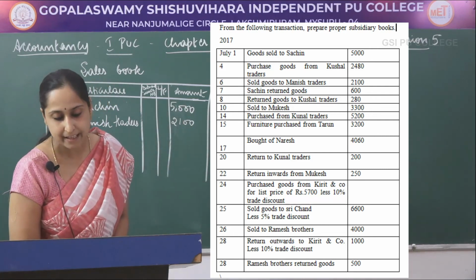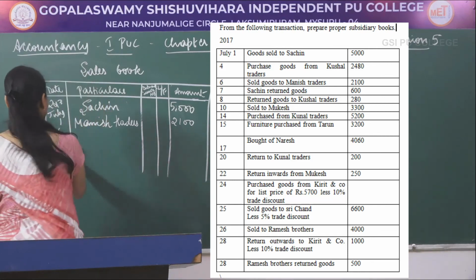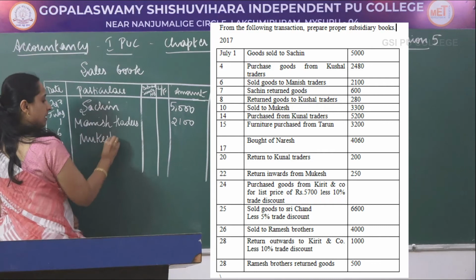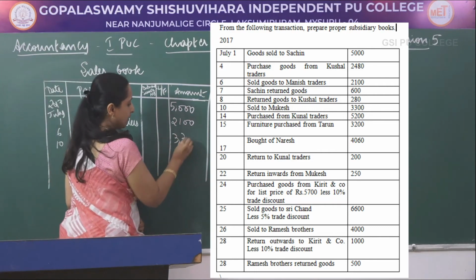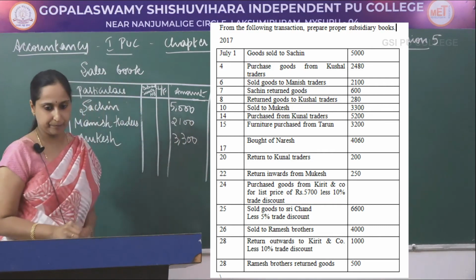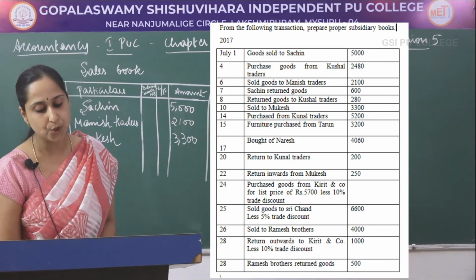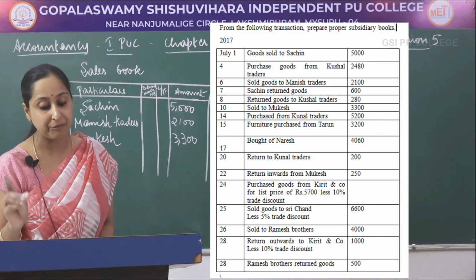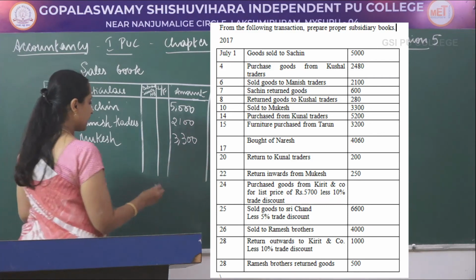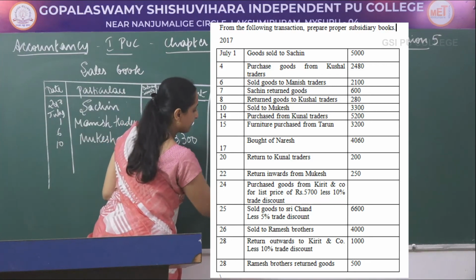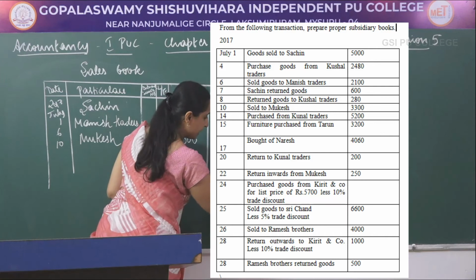On 10th, we have sold goods to Mukesh worth rupees 3,300. Next is sold goods to Sri Chand, less 5% trade discount, on 25th. So on 25th, goods worth rupees 6,600 were sold and they have offered a discount.